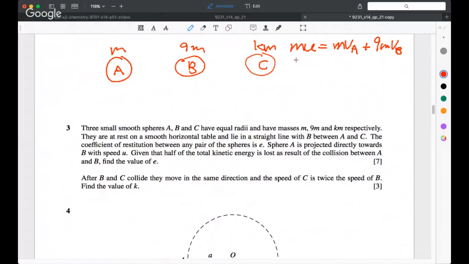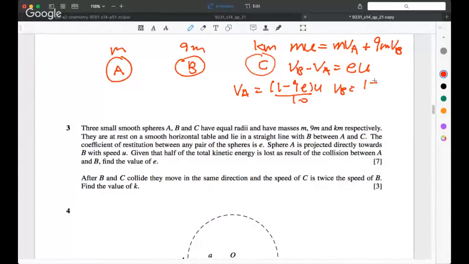And we also have, from Newton's law of restitution, Vb minus Va is equal to E times U. And from these two equations, we can solve Va and Vb in terms of E and U. So Va can be found to be (1 minus 9E)U over 10, and Vb is equal to (1 plus E)U over 10.